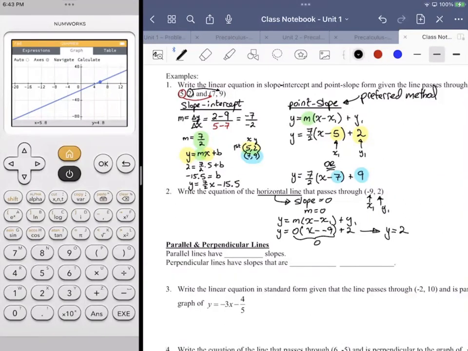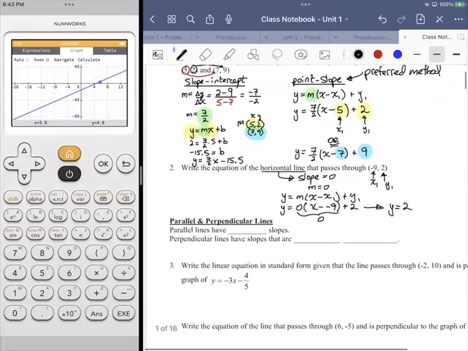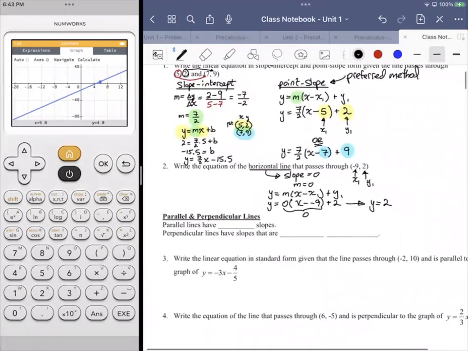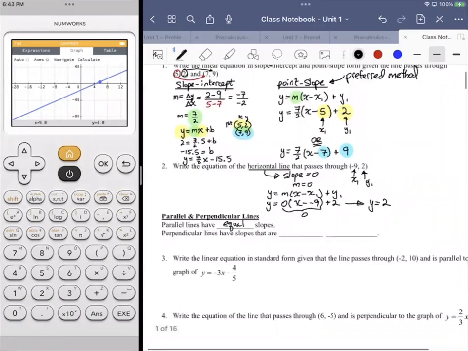Parallel and perpendicular lines. Again, this is all old stuff, but it comes up often enough that it's worth taking the time to review. Parallel lines have equal slopes. Perpendicular lines have slopes that are negative reciprocals.